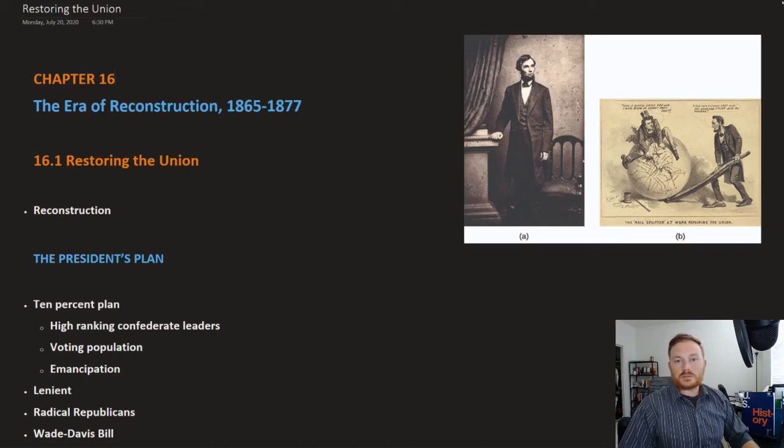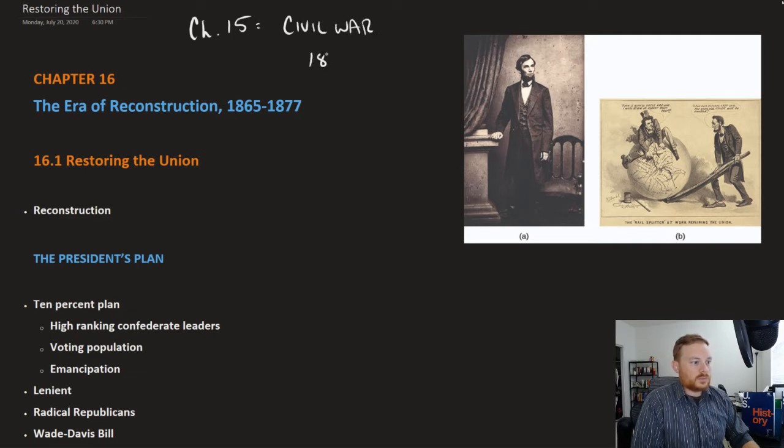All right, so this is OpenStax U.S. History, Chapter 16, the Era of Reconstruction, 1865 to 1877. We'll be looking at Section 1, Restoring the Union. So recall, Chapter 15 was all about the Civil War.